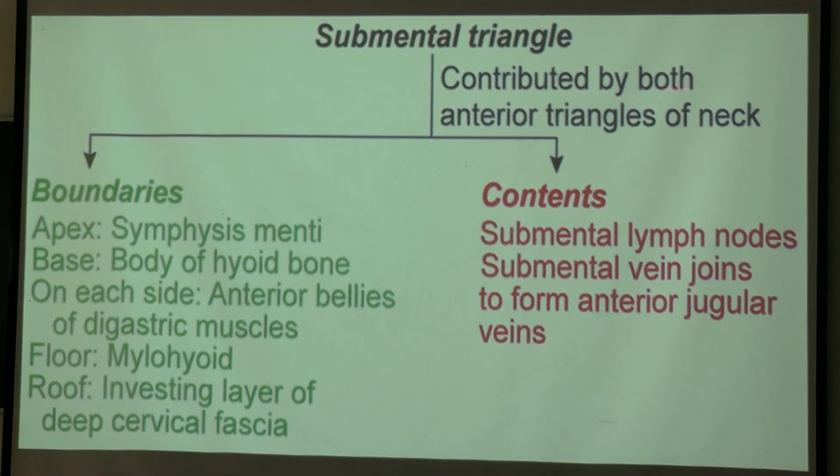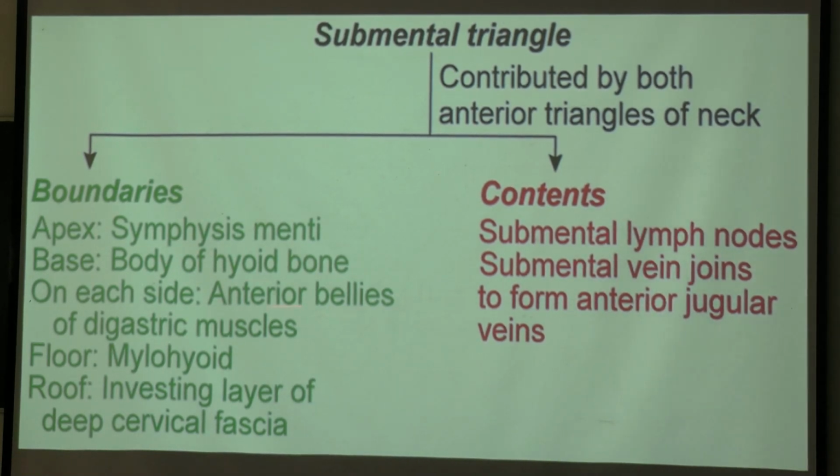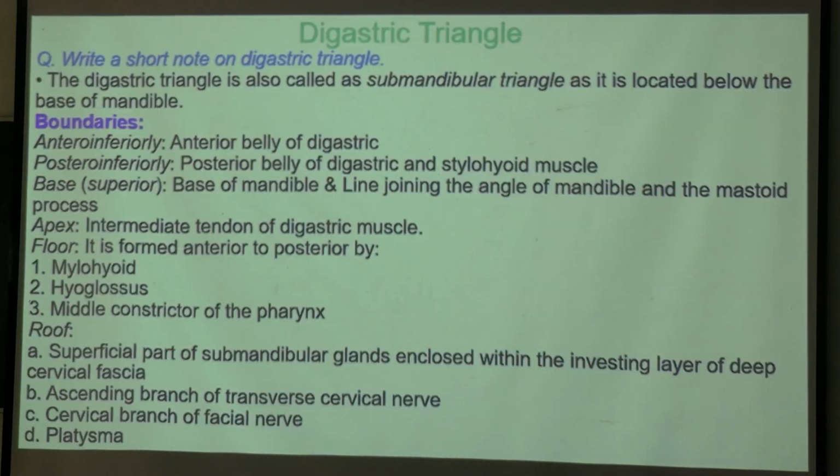So it is contributed by both anterior triangles of the neck. Boundaries: apex symphysis menti, base body of hyoid bone, on each side anterior bellies of digastric, floor is mylohyoid, roof is investing layer of deep cervical fascia of the neck. Contents are submental lymph nodes, submental veins joined to form anterior jugular veins.